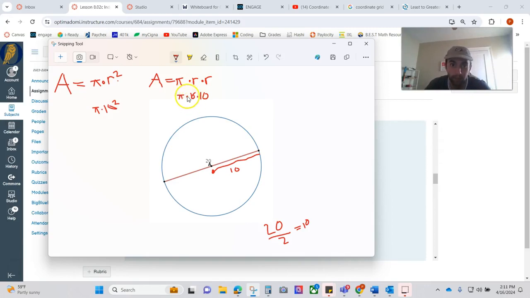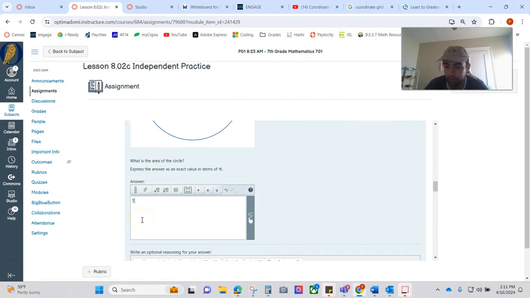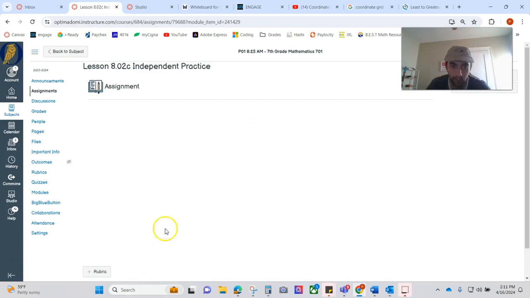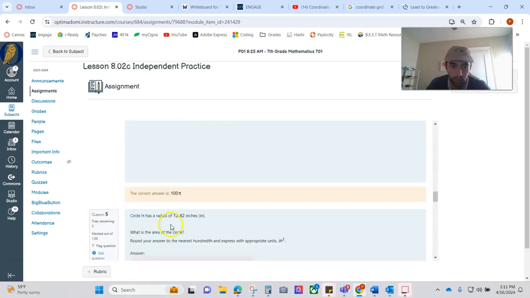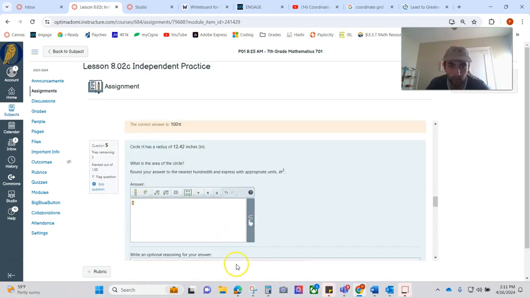So let's try. 10 times 10 is 100. Right? Yep, 10 times itself, 100. And we just put pi right there. We don't times 100 by pi. We just type 100 pi. That's our answer. That is the exact answer. We didn't have to round.